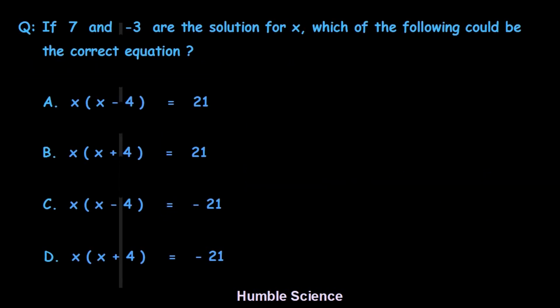Now let's try a practice question. Here, if 7 and minus 3 are the solutions for x, which of the following could be the correct equation? So this time they give us answers and we're looking for the equation. So we are going backwards over here. Let's start with what they give us. x is equal to 7 and x is equal to minus 3. That means x minus 7 equal to 0 and x plus 3 equal to 0 too.